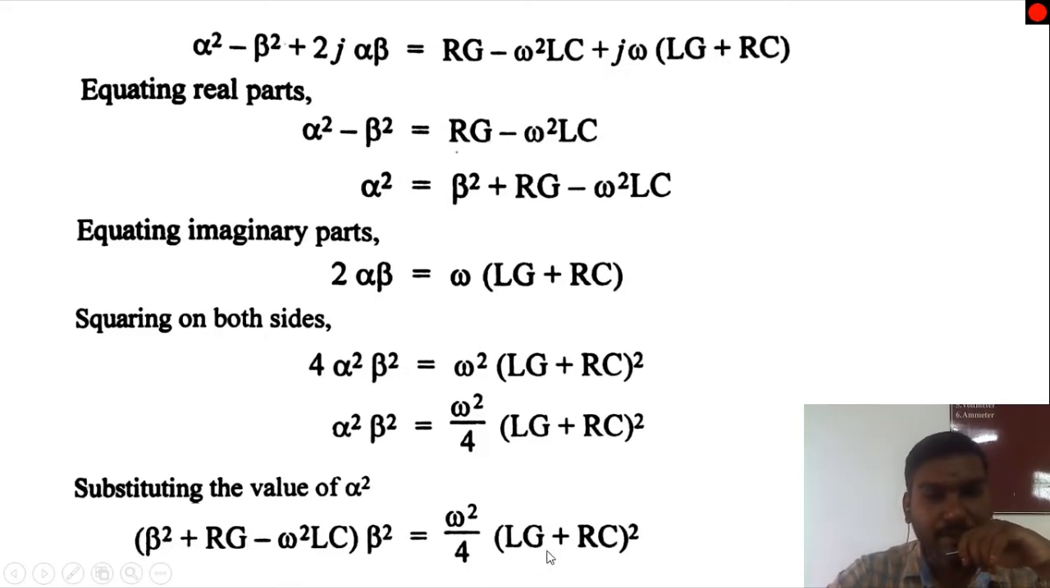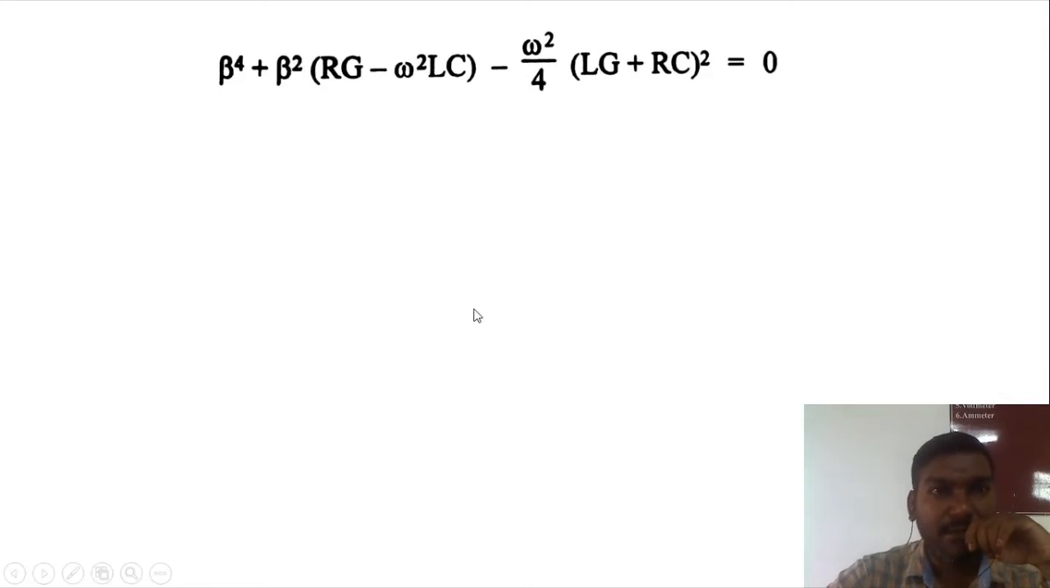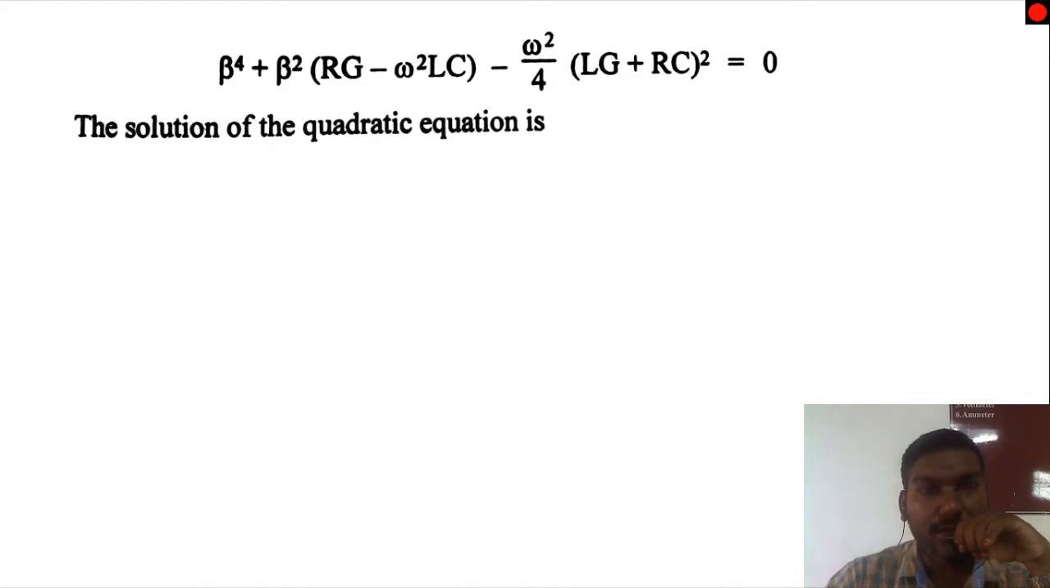Omega square by 4 into (Lg plus Rc) whole square. Just multiply the beta square into beta square: beta power 4 plus beta square into (Rg minus omega square Lc) minus omega square by 4 into (Lg plus Rc) whole square is equal to zero. Just rearrange the equation, and this is like a quadratic equation.